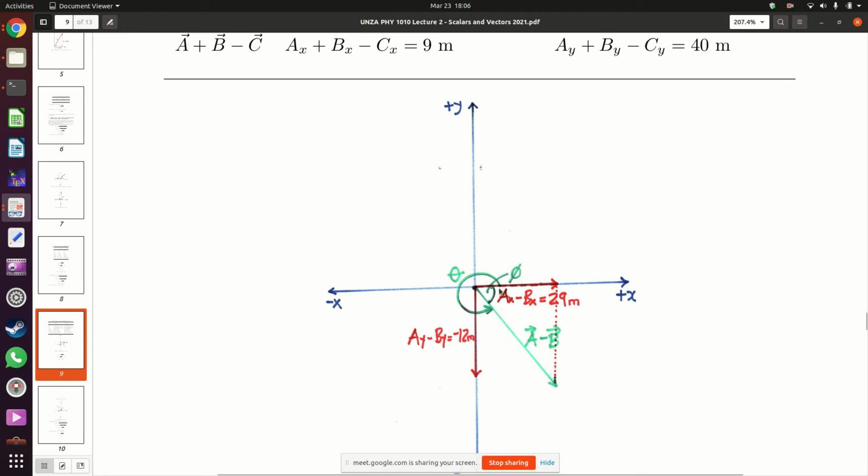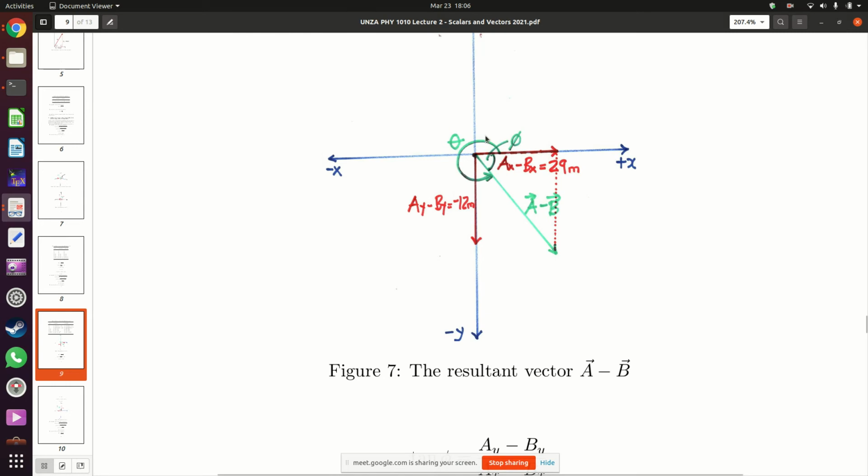Then there's something inside here, this angle phi, which is the angle of the triangle. This one is a negative angle. We do not use phi to give direction. We use theta. So whatever we work out for phi, we know there's a relationship between theta and phi, because if you add theta plus phi, they give you 360 degrees.